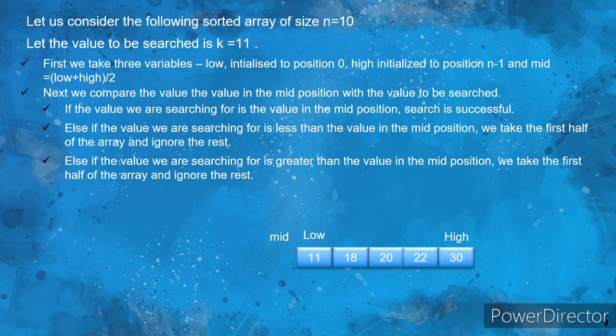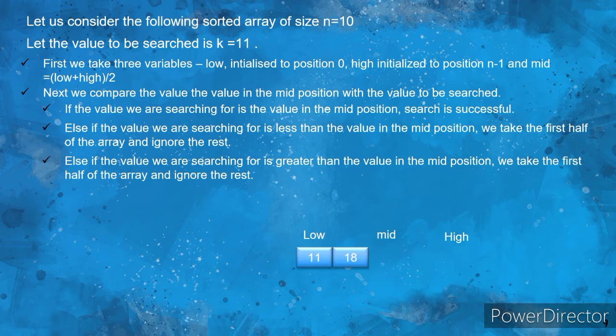So again, if we repeat the process, mid will change and it will again become low plus high by 2. So low plus high by 2 is, again we are getting a mid which is having the value 20. Our target value is 11. So which condition is it satisfying? Obviously the second condition, that is the target value is less than the value in the mid position. So which part will be required? Obviously the first part. It will not require the second part.